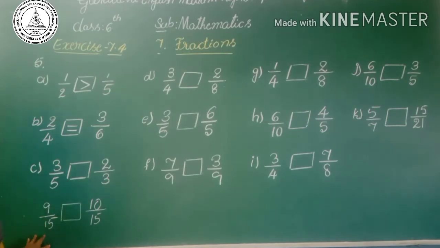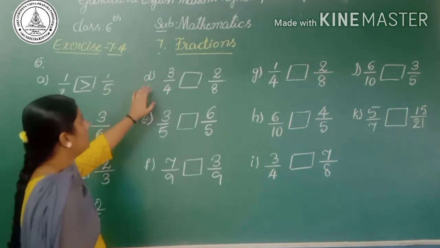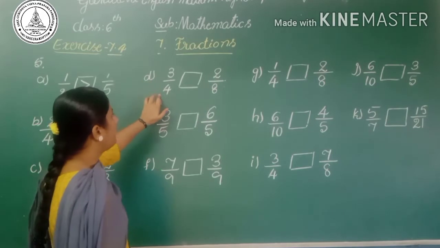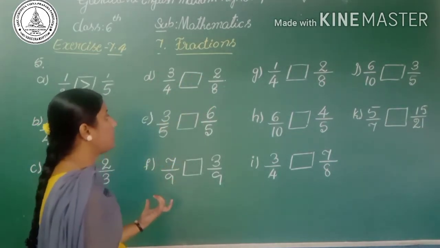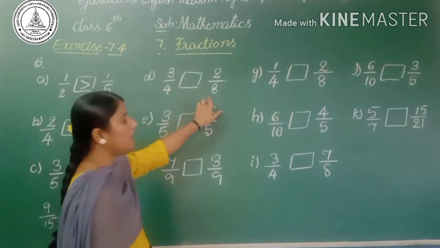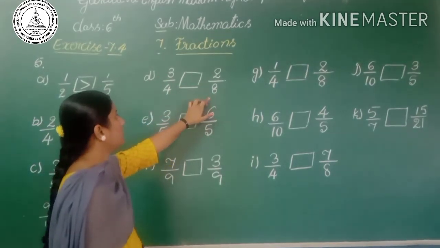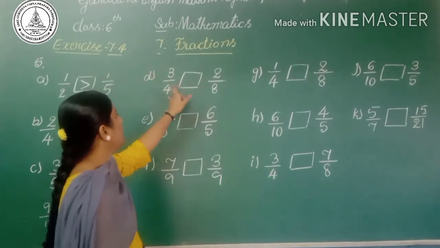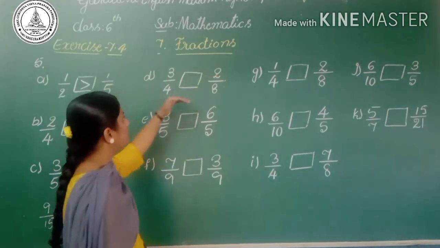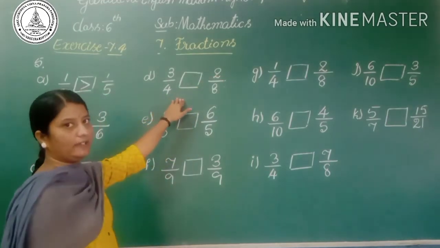See here in these fractions, 10 by 15 has the greater numerator among like fractions, so it is the greater fraction. Okay. Then next, the fourth question, 3 by 4 and 2 by 8. See whether these are equivalent fractions or not. 3 eights are 24, then 4 twos are 8. So these two fractions are not equivalent fractions.